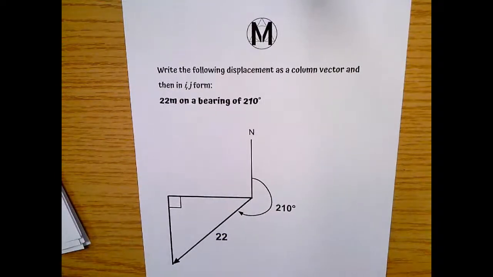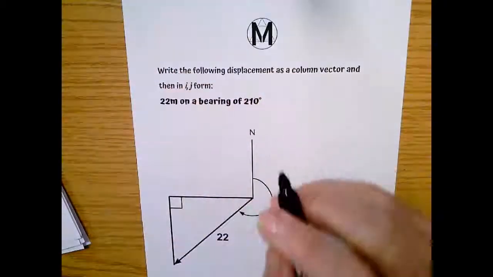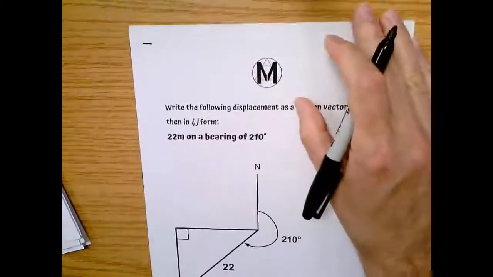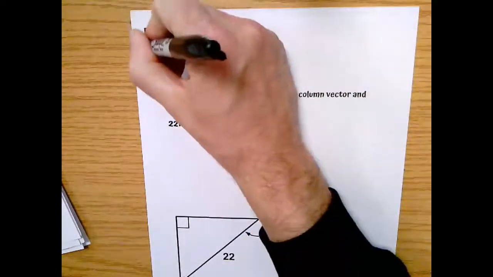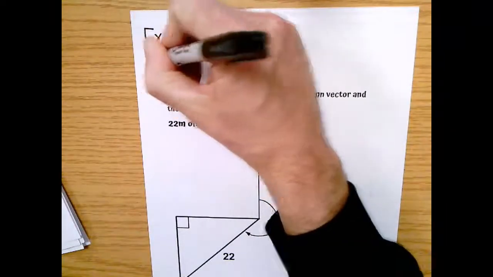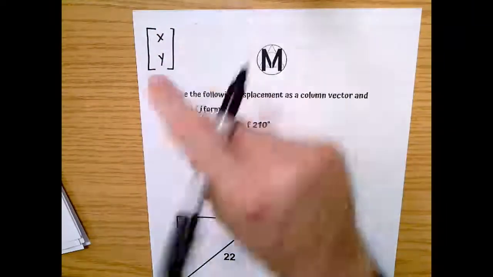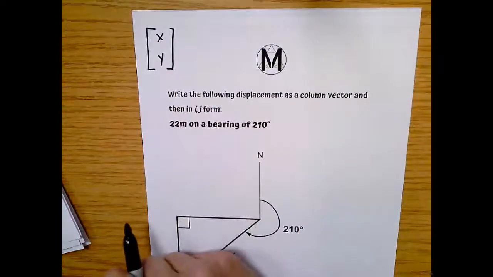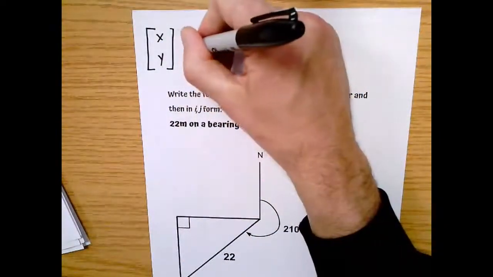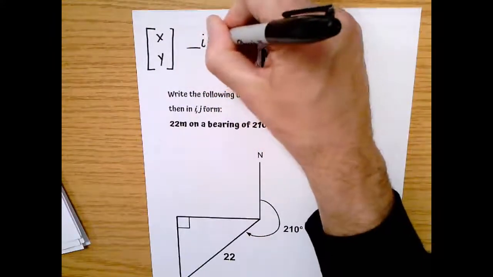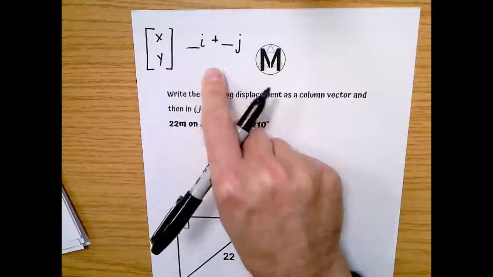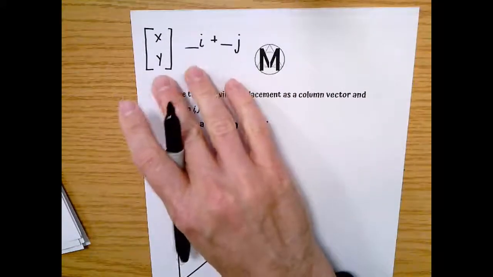All right, before we jump into this, let's prepare ourselves for what we're going to be doing here. If we're going to give the answer as a column vector, that means it's going to be the x value over the y value in this matrix. That would be our answer as a column vector. If it's ij form, it's going to be a value with i plus a value with j. That's going to be ij form. So this is where we're going to be plugging our answers in. Our answer is going to look something like that.